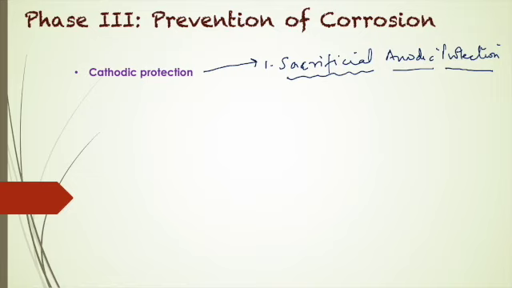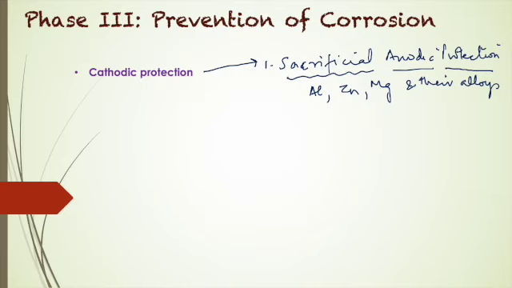The metals commonly used as sacrificial anodes are zinc, aluminium. So we can use aluminium, we can use zinc, we can use magnesium and their alloys. Now let's try to understand it with the help of a brief diagram. How does it actually work?